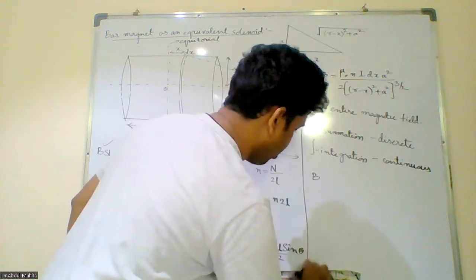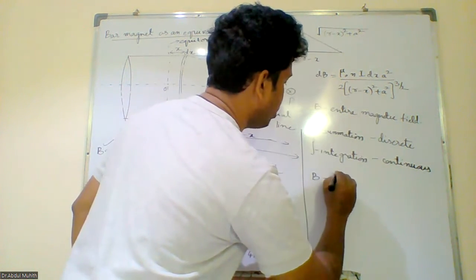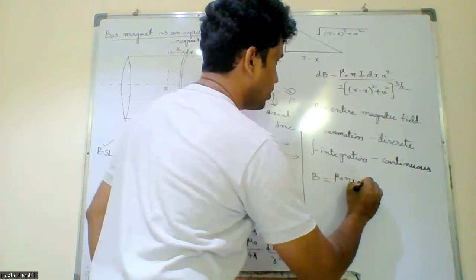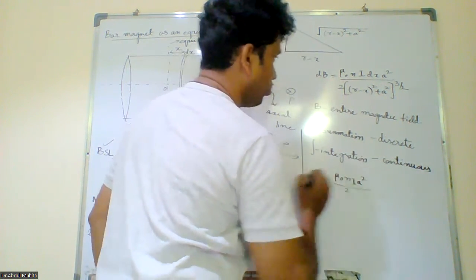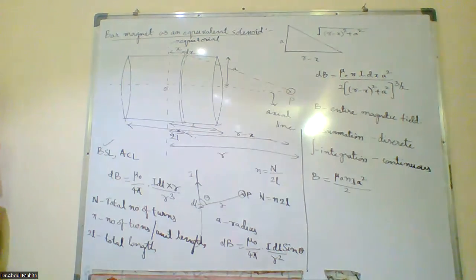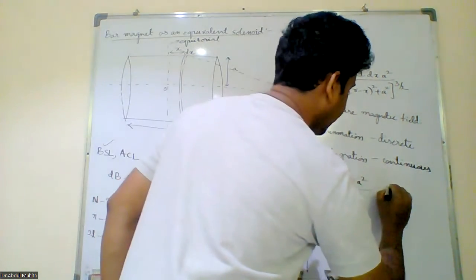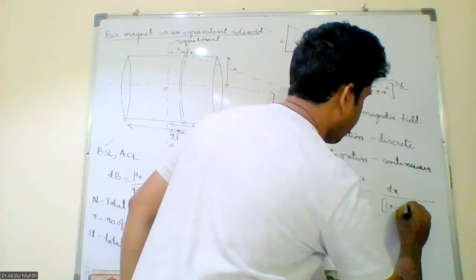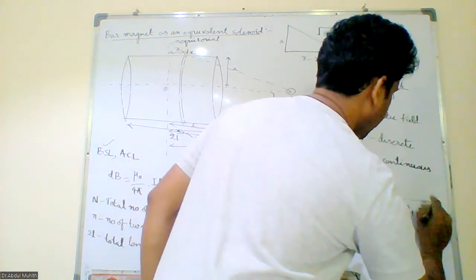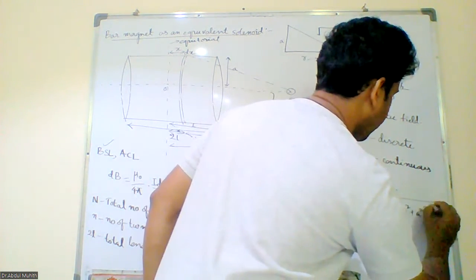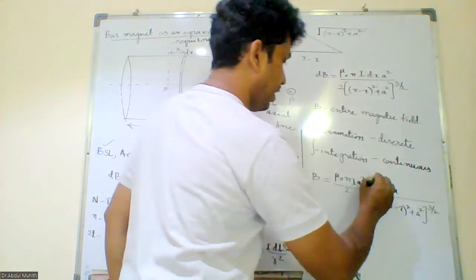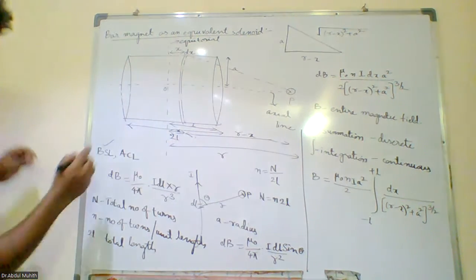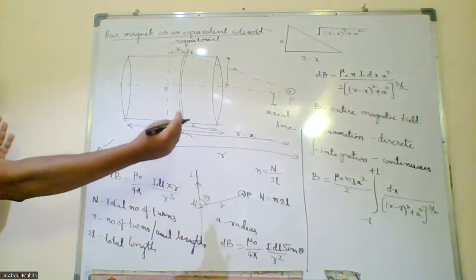So now B is equal to mu 0, and all are constants. N is constant, I is constant, A square is constant, divided by 2, which is also constant. Then the integral of dx divided by (r minus x) whole square plus A square, whole to the power of 3 by 2, from minus L to plus L. From here to here, for the full solenoid.